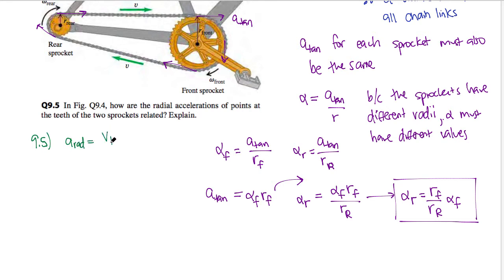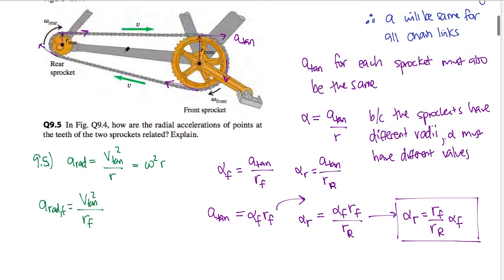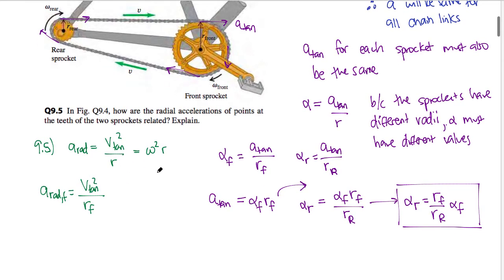We can say it is v tangential squared over r, or we could also say it is omega squared times r. So for the front sprocket, the radial acceleration, so I guess I'll have to say a radial front, is going to be v tangential squared over the radius of the front sprocket. And so why am I going to do it in terms of v tangential? Well, v tangential is the same for both sprockets. That is stated explicitly. So that is the easiest understanding.